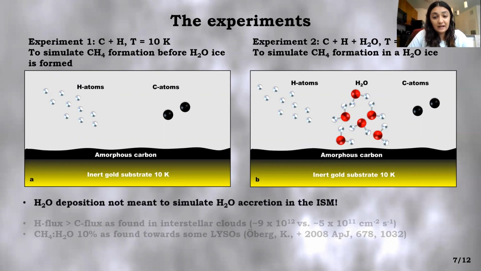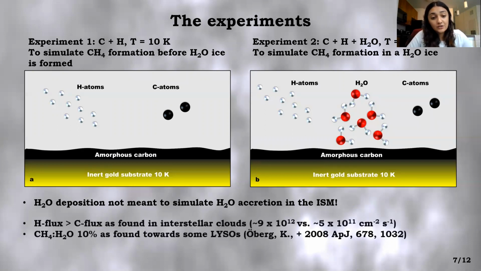It's important to note that in the water experiment, water was deposited rather than being formed, and that's because we just wanted to disentangle the methane formation route. So water deposition is not meant to simulate the accretion of water on interstellar dust grains, but rather this is just used as an experimental tool. The hydrogen flux is an order of magnitude higher than the carbon flux, which is meant to represent the overabundance of hydrogen compared to carbon in interstellar clouds. And a methane to water ratio of 10% was chosen as this value has been measured towards some low mass young stellar objects.